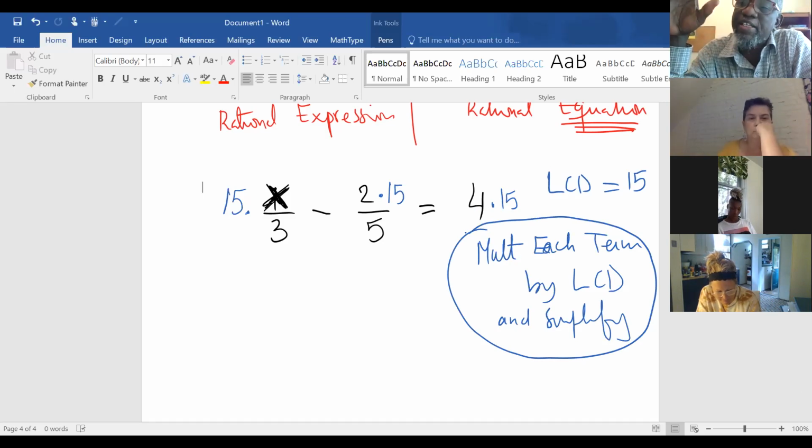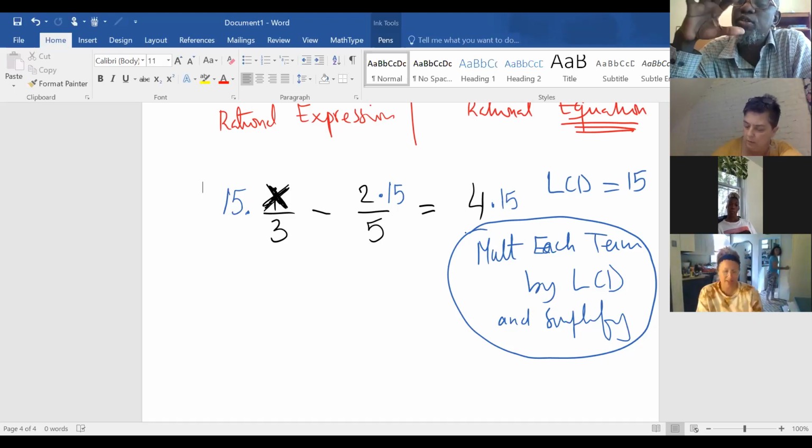In math, we never have one way to do stuff. We always have a lot of ways. But the simplest way to do this stuff is to multiply each term by the LCD, and then you simplify. When you do that, all the denominators will be gone after that.